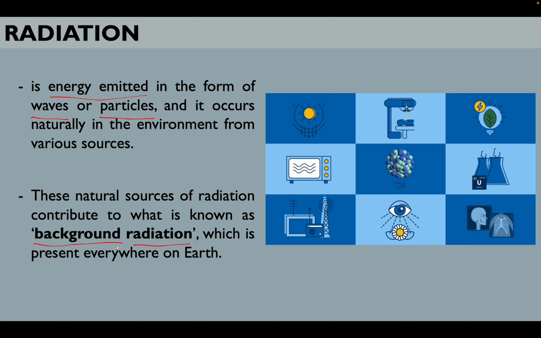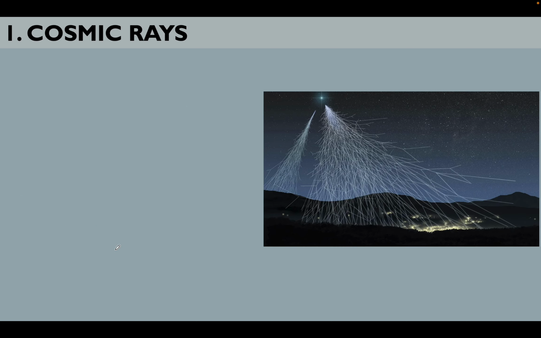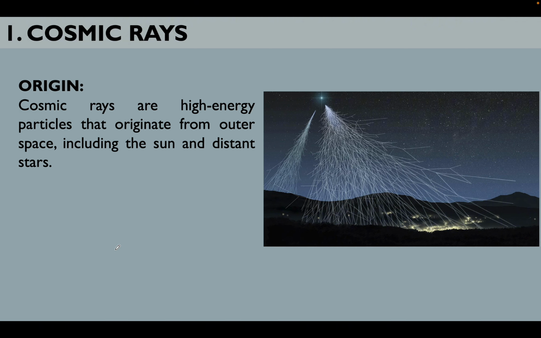So here we will be discussing four natural sources of radiation. So when we say natural sources, it is not man-made. So it occurs naturally in the environment. So let's talk about the first one, which is what we call the cosmic rays. So we have here an example of cosmic rays. So cosmic rays are high energy particles that originate from outer space. So they came from outer space, including the sun and also the distant stars. So now when these particles enter the Earth's atmosphere, they interact with atmospheric molecules, which creates secondary radiation that reaches the Earth's surface.